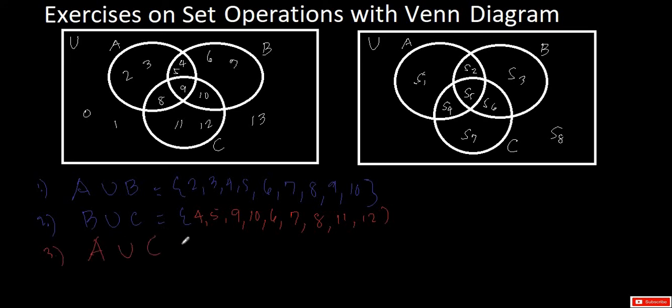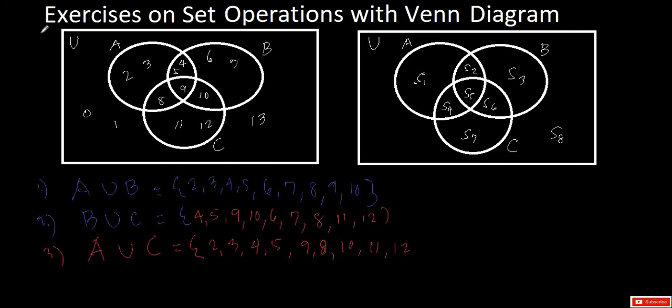A union C. What are the elements of A union C? So these elements are in the regions S sub 1, S sub 2, S sub 4, S sub 5, S sub 6, and S sub 7. So the elements therefore of A union C are 2, 3, 4, 5, 9, 8, 10, 11, and 12.